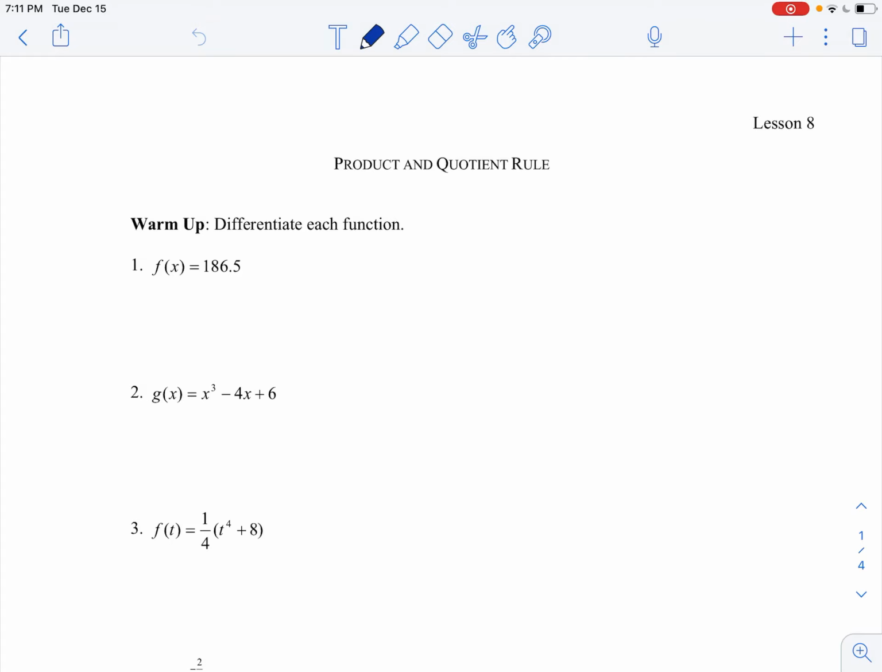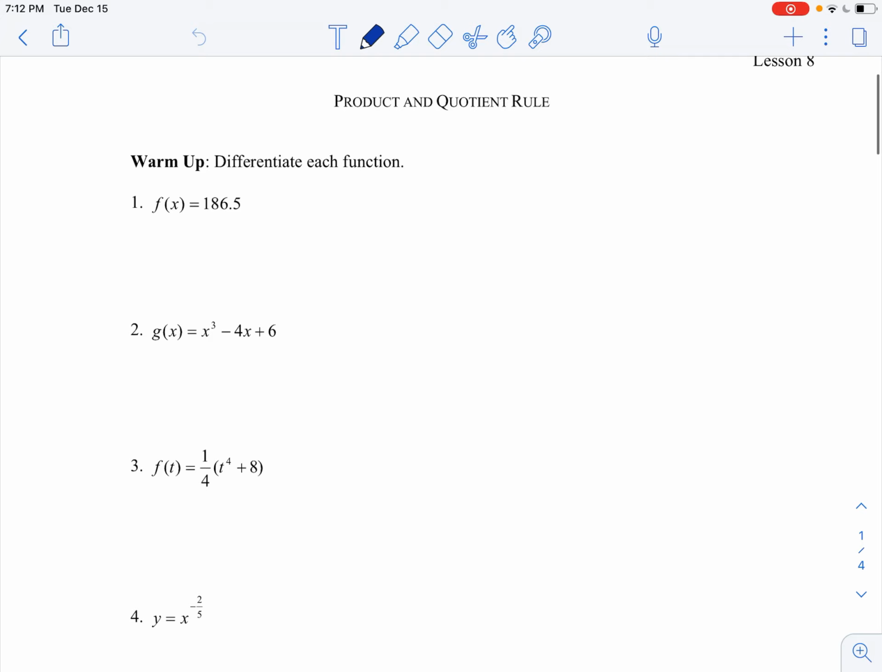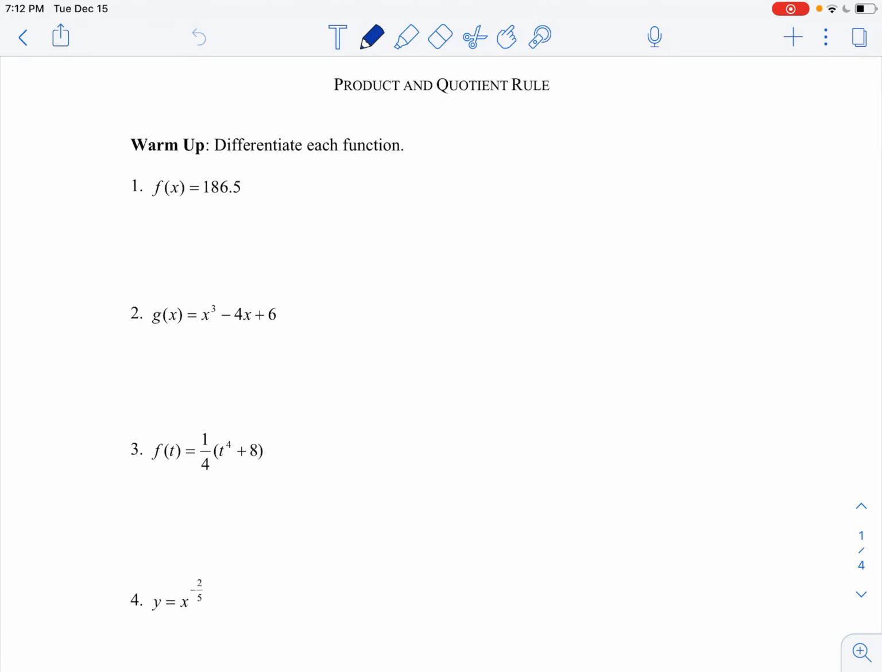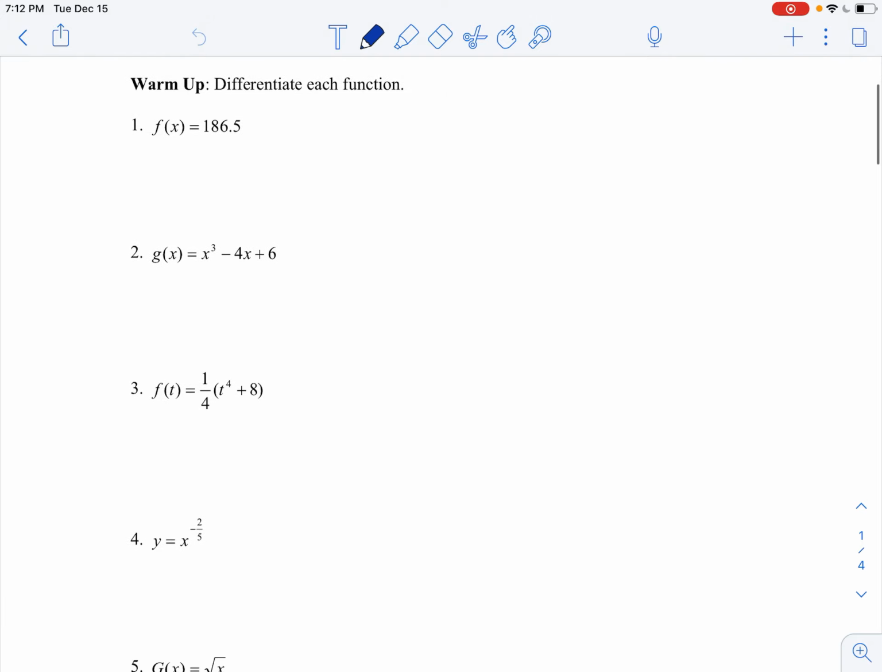In this video, we're going to go over the product and quotient rules, which are two rules that you can use when trying to find the derivative of a function. What I'd like you to do right now is pause the video and try the warm-up questions. You're given several functions and I'm asking you to differentiate each function, which means take the derivative of each function.